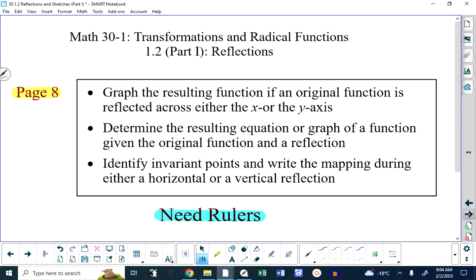So this is found on page 8 of your unit handout. We're going to be graphing functions if we take an original function and we reflect it either across the x-axis or the y-axis. And I'm going to tell you right now that the underlying ideas here are very basic, but there is one thing that no matter how I try, no matter how many posters I put up in the room about it, no matter how many times I stress something, some of you get backwards continually. And my dream is that nobody gets it backwards on an exam.